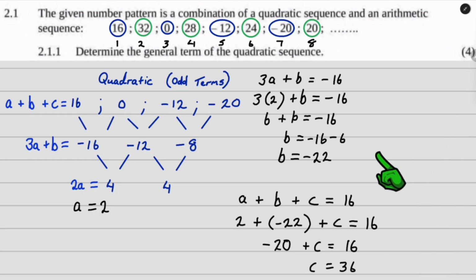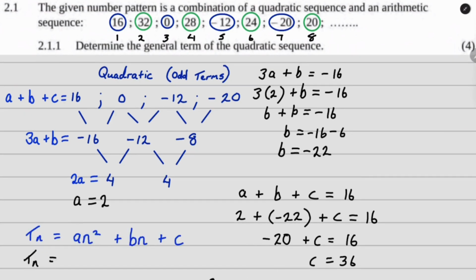And then there's one last thing left to do. We chuck it all into our little quadratic formula, the standard form. So let's grab that quickly. So you don't have to write this, you can go straight to substitution. I'm going to put my a value in there. I'm going to put my b value in there. And I'm going to put my c value inside of there. And then my job is done for this question.